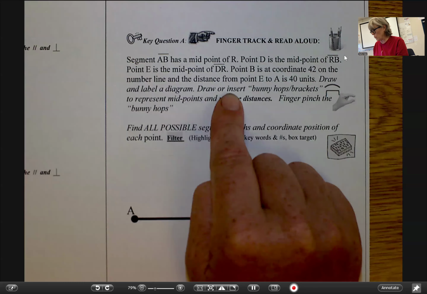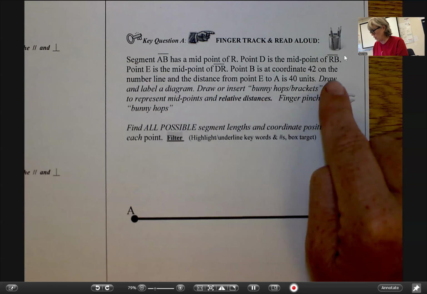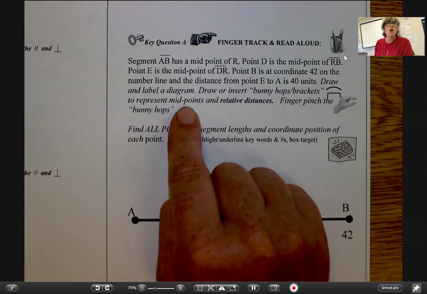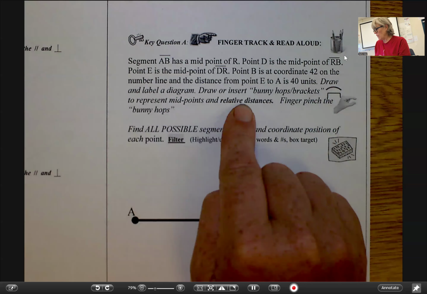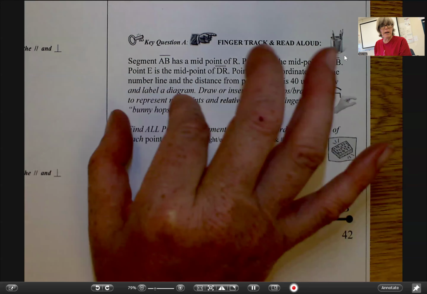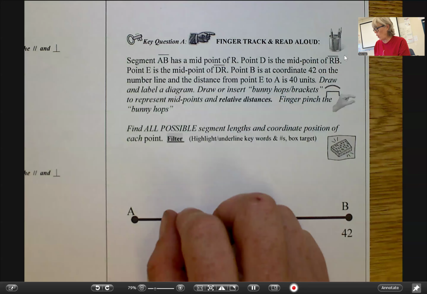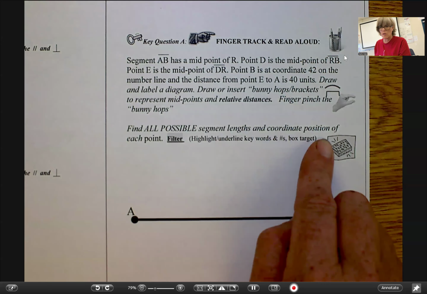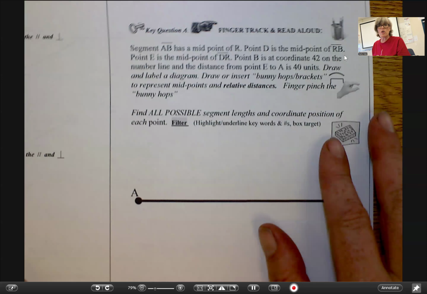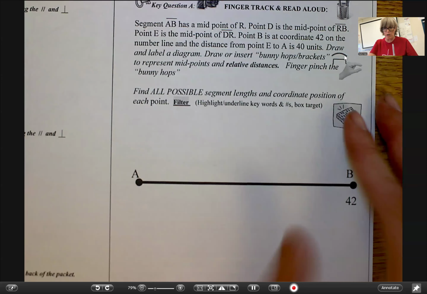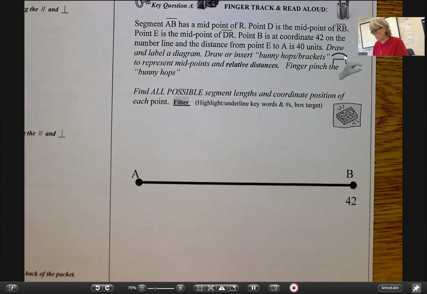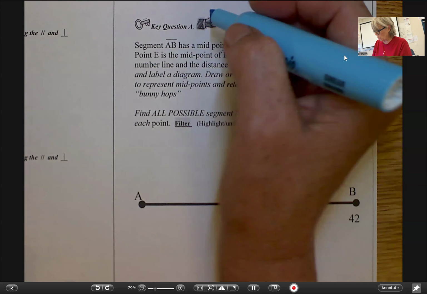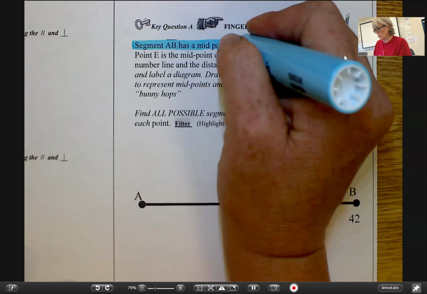Draw or insert bunny hops or brackets to represent midpoint and relative distances. Finger pinch these bunny hops. Then find all possible segment lengths and coordinate positions of each point. So you want to draw this to scale, and we're going to take it one piece at a time. And I recommend you color code. So we're just going to do that.